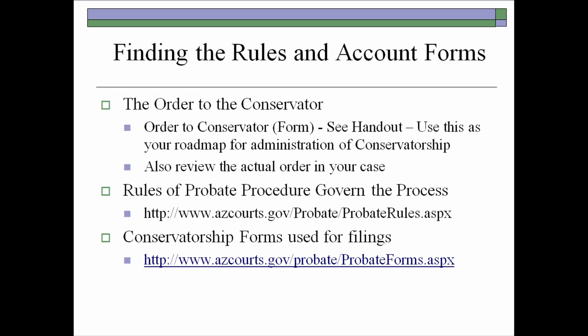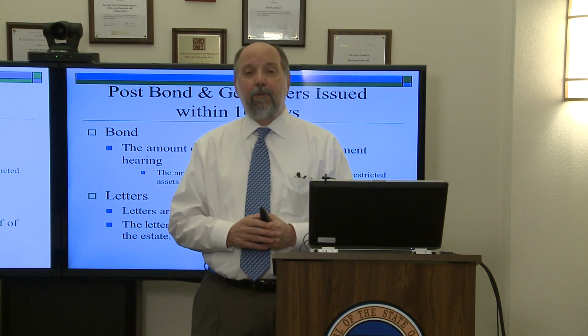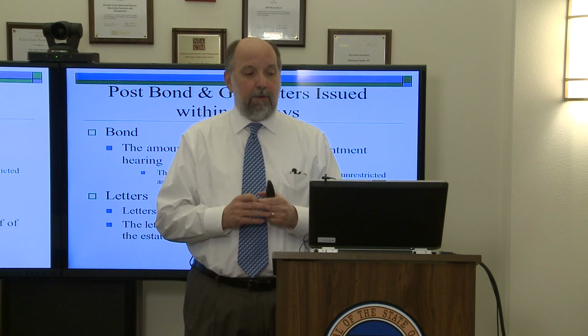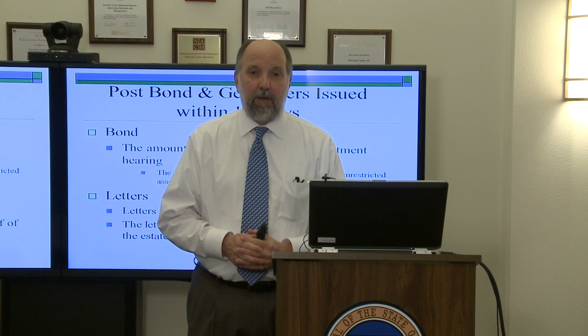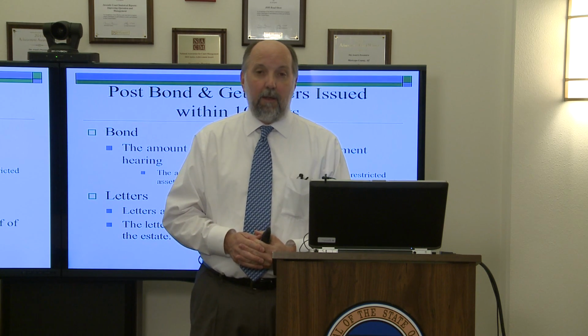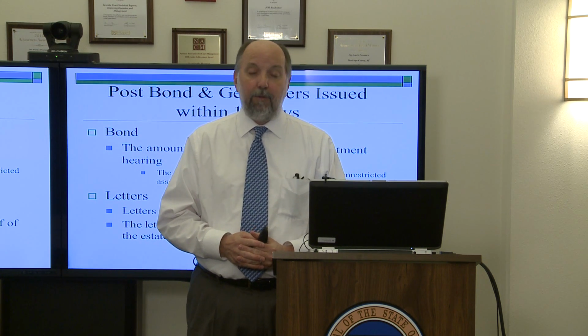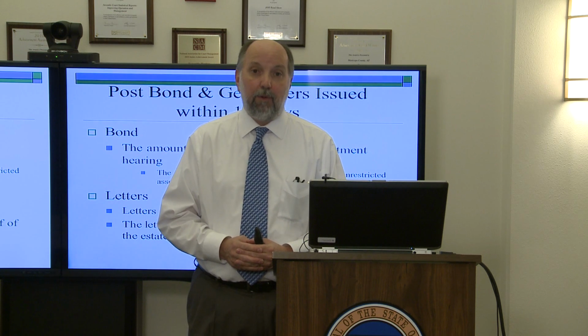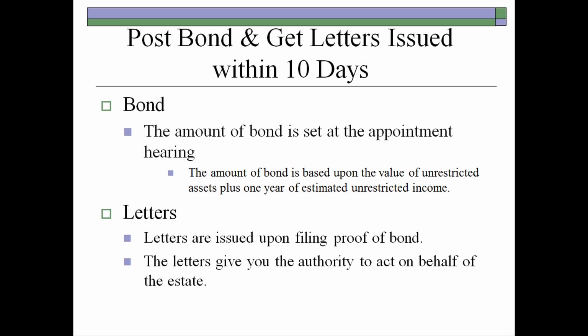When you get appointed as conservator in the court, you have to get a document issued from the clerk's office called Letters of Appointment. And you also have to post a bond. You have to do that within 10 days of the hearing where you're appointed as conservator. The bond will equal the amount of unrestricted assets in the conservatorship estate, plus 1 year of the estimated income that the protected person would receive.